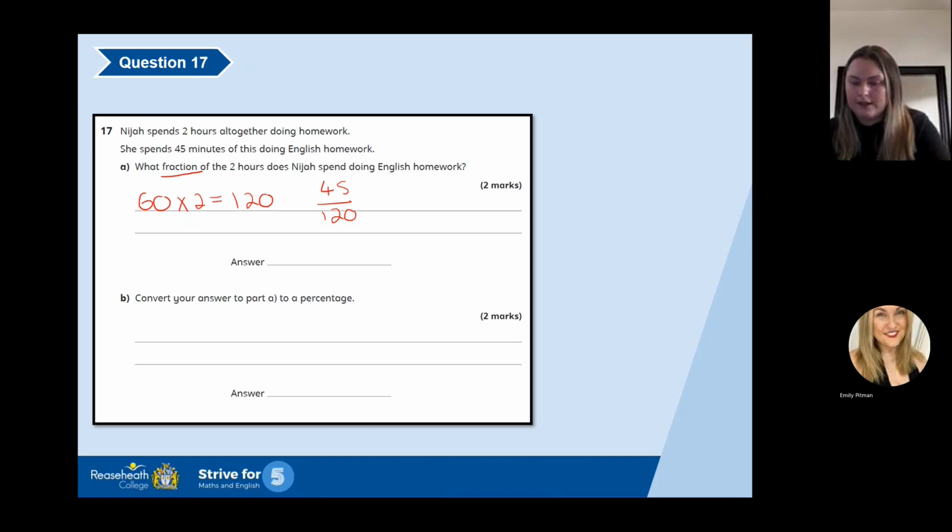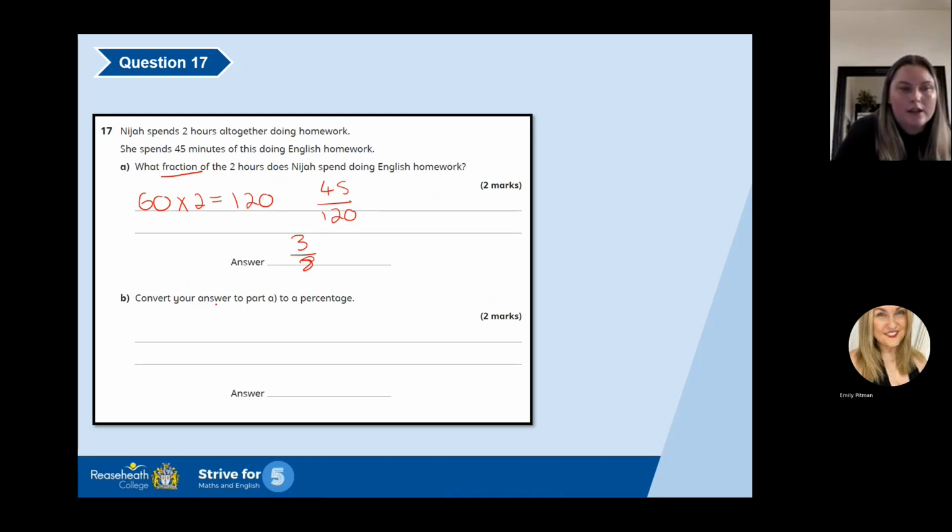I can then put that into the calculator using the fraction button, so 45 over 120, and then press equals, and that simplifies the fraction automatically for me as 3 over, sorry, that's a really bad 8, 3 over 8.